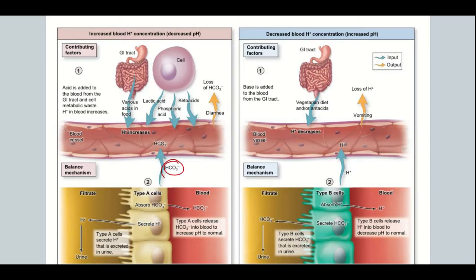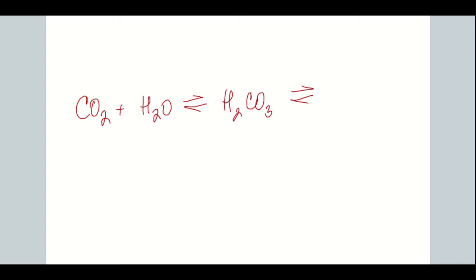And you've already seen the reaction for this. The reaction of what the carbon dioxide does with water is CO2 plus H2O, and that gives you carbonic acid. And that exists in equilibrium with H plus and HCO3 minus. So this is kind of how that works.